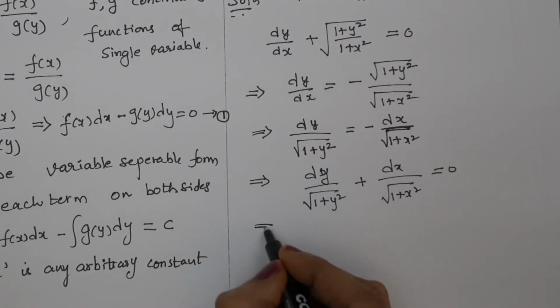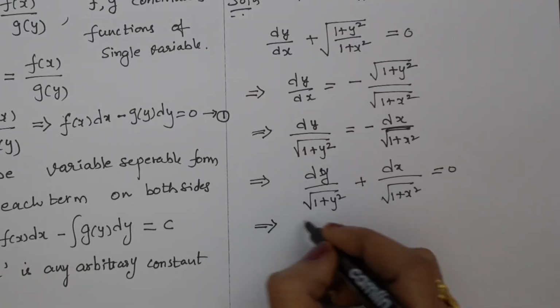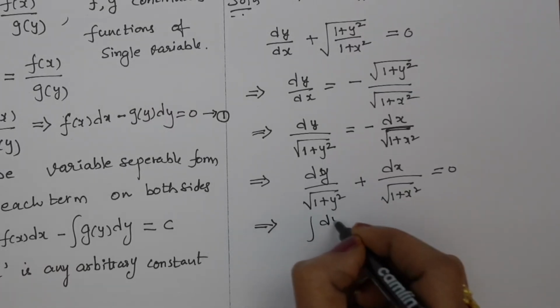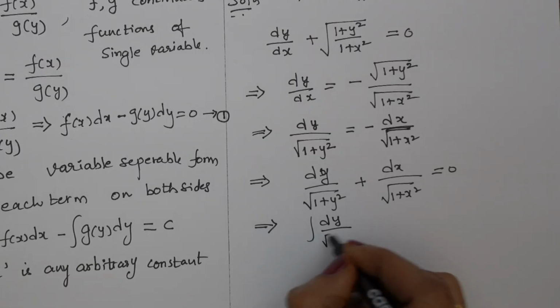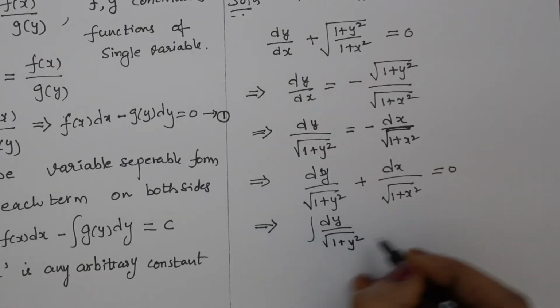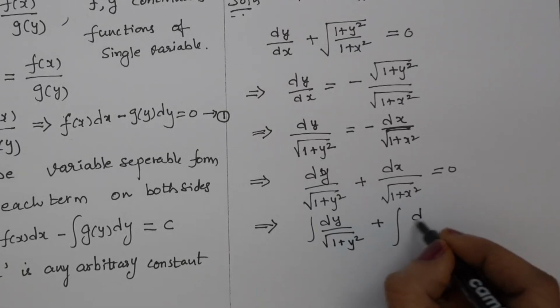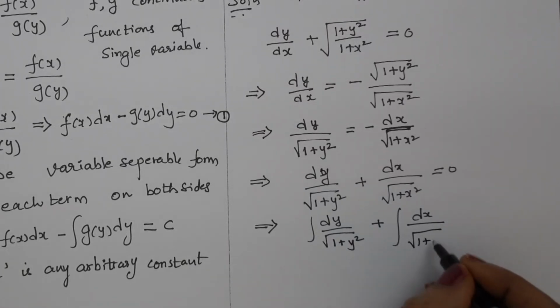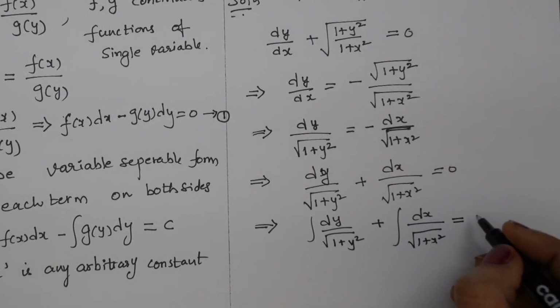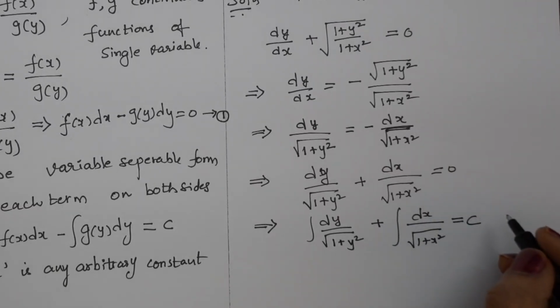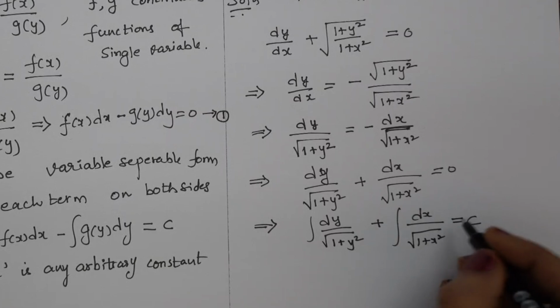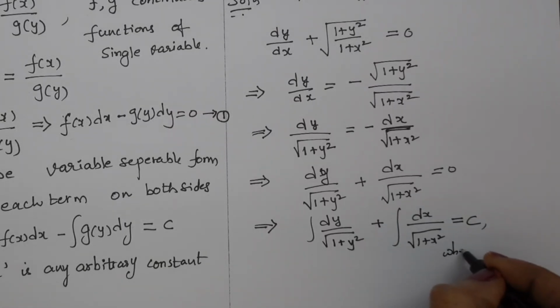Now to obtain the general solution, integrating on both sides, then we get integral dy by root of 1 plus y square plus integral dx by root of 1 plus x square is equal to some constant c. Integral 0 is equal to c, where c is some constant. Any constant.